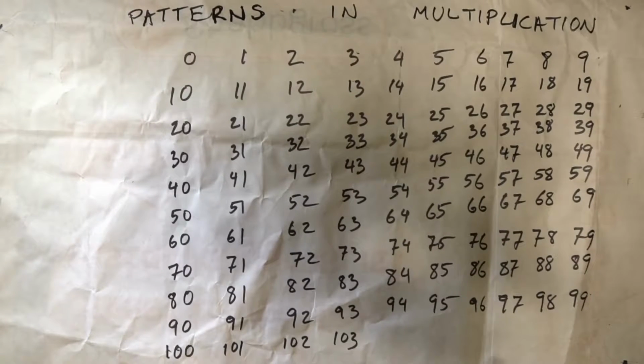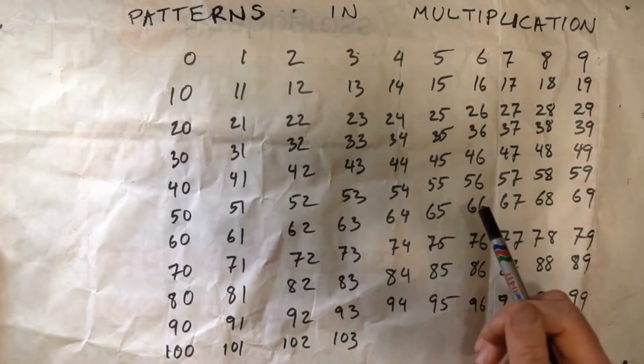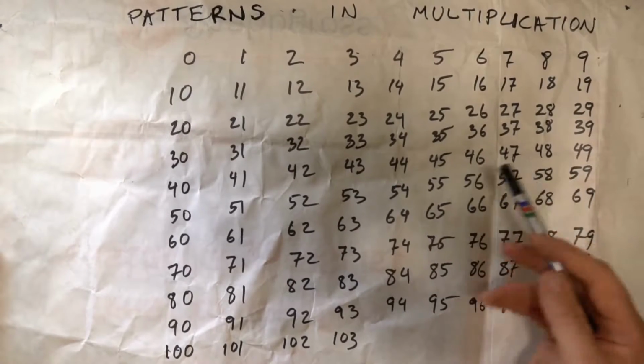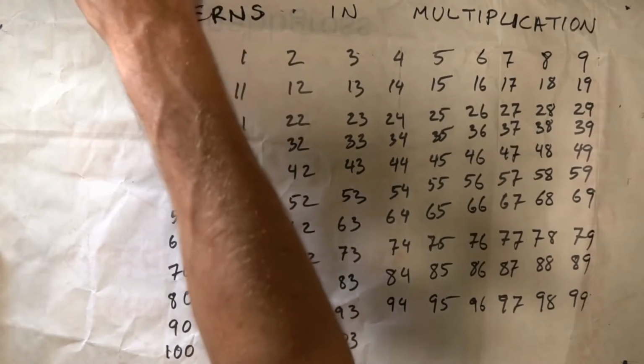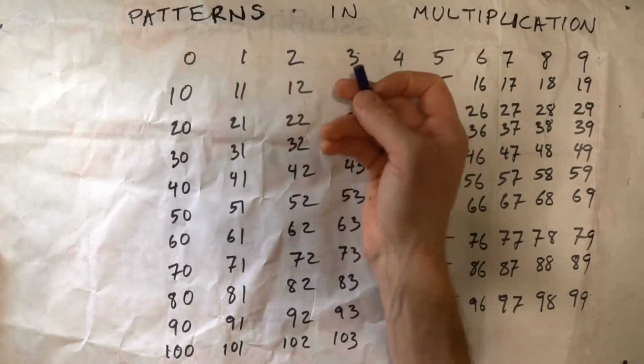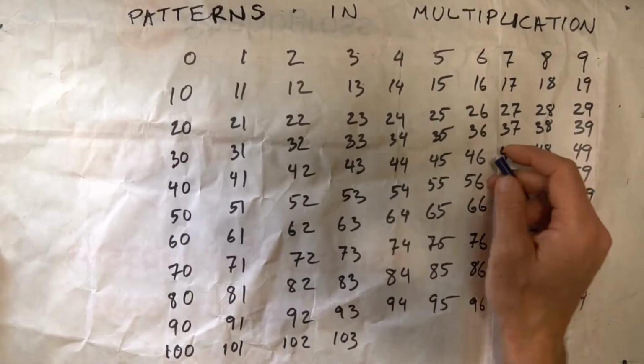So we have a bunch of numbers here. We've counted to 100, and we've done it by ones. Now the second step is we're going to use these different colored crayons to skip count all the way to 100.